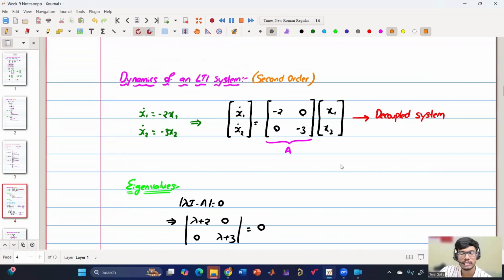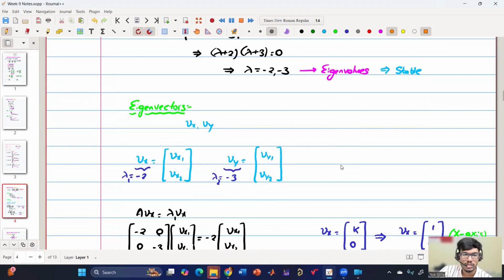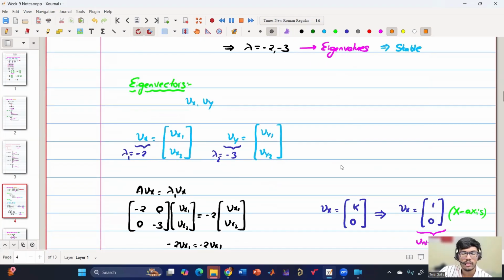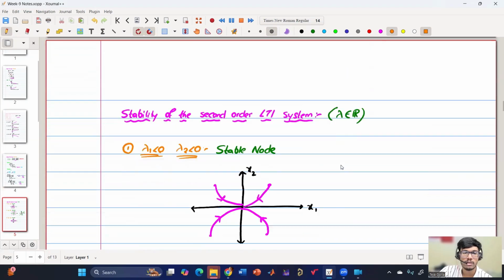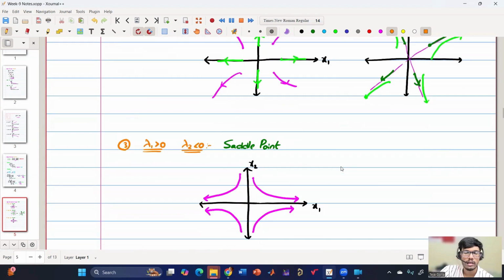We considered a decoupled system, discussed how to calculate the eigenvalues, and then how to calculate the eigenvectors for these eigenvalues. Then we discussed the stability of the second order LTI system. When the eigenvalues are real, we considered 3 cases. Both eigenvalues negative is a stable node. When both are positive, it is called an unstable node. When one is positive and one is negative, it is called a saddle point.